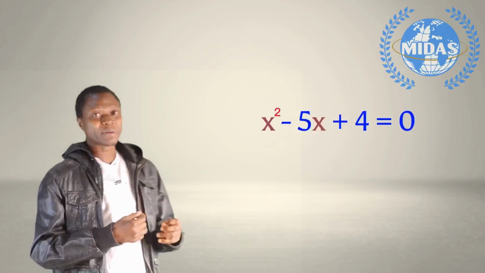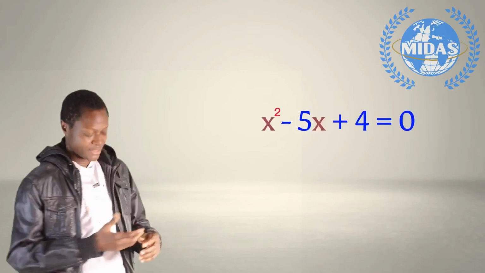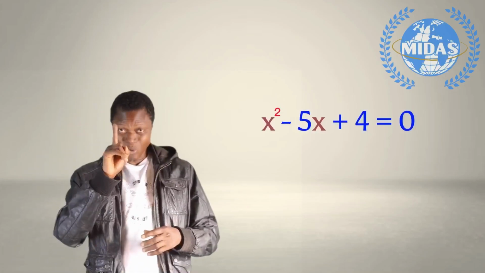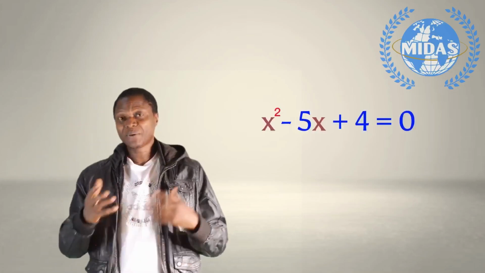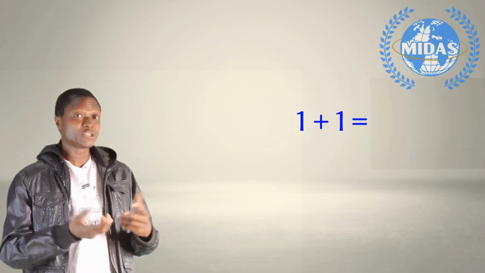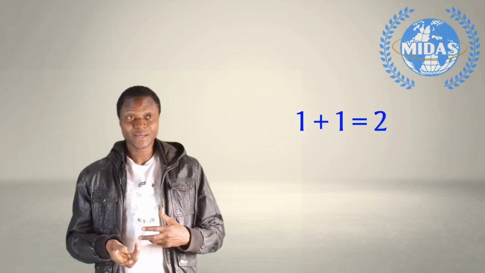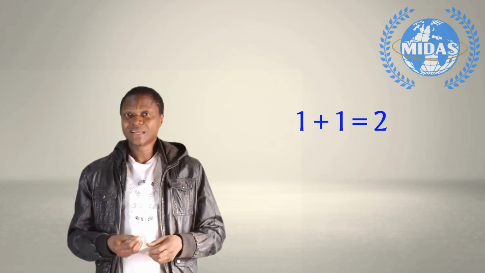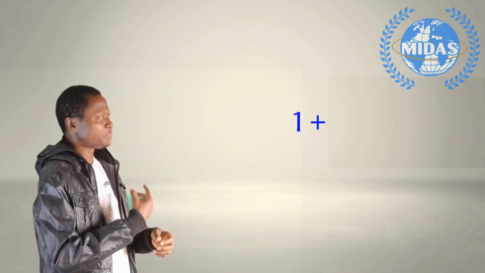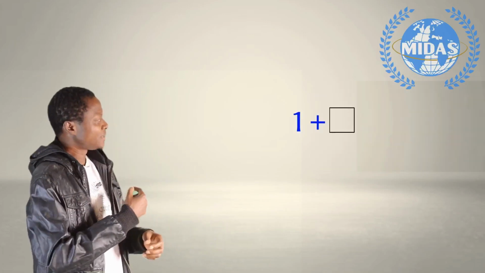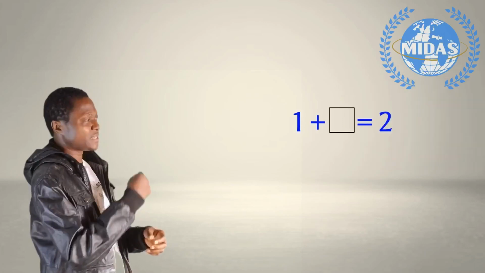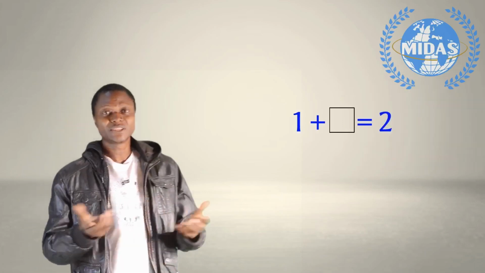Let's go back to primary 1. Do you know that this equation that you're seeing is something that they taught us in primary 1? Do you remember when they were teaching you 1 plus 1 is 2? All right? That's a normal equation. Then later on they started saying 1 plus box is 2. Fill in the box. That's algebra.